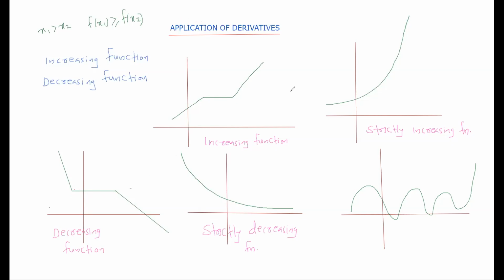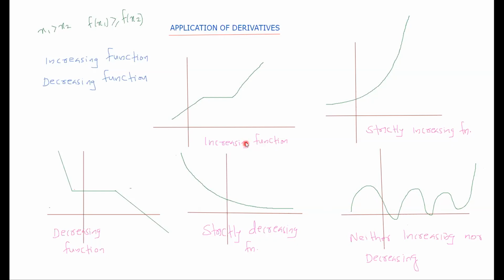But in the last one you can see that it increases up to a particular point, then decreases, then reaches another particular point, then increases, then decreases, then increases. So these types of functions are neither increasing nor decreasing. Sorry, this is the idea of increasing function and decreasing function.